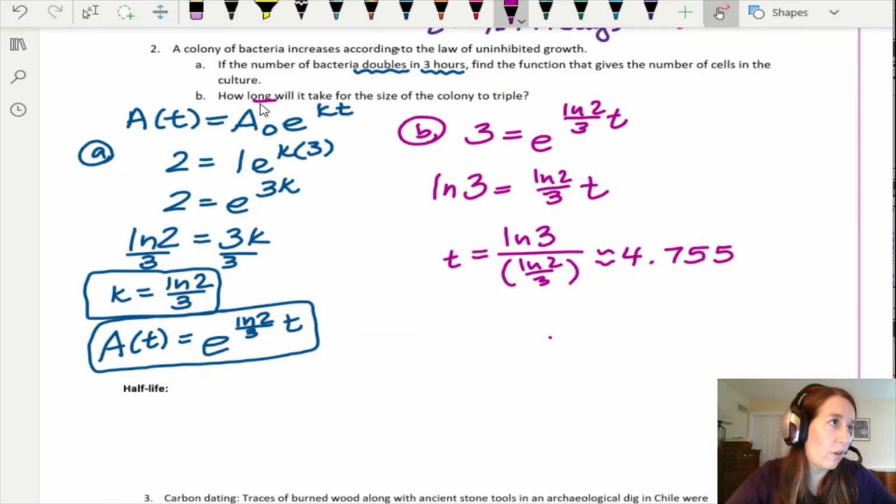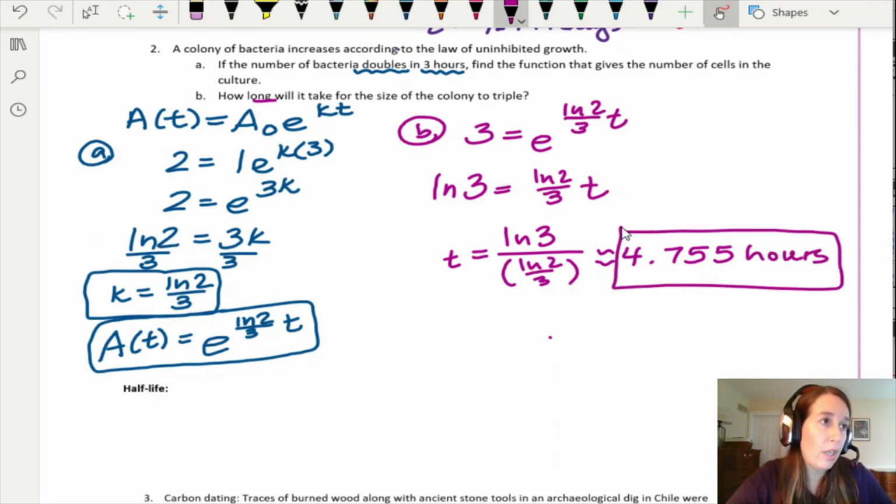Okay, so the units were doubles in 3 hours. So the time units were hours. Now, let's think about if our answer makes sense for just a second, okay? So the bacteria doubled in 3 hours, and then it tripled in 4.755 hours. So that does seem reasonable. It's larger. It should have been a larger number, but it's not a crazy giant number.